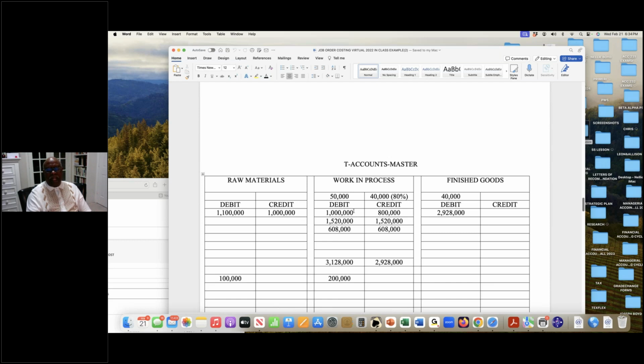So we add 800,000, 1,520,000, and 608,000, and we get 2,928,000. 2,928,000 is what's transferred out. We had in there 3,128,000, and so therefore 200,000 is left in work in process. Are there any questions?